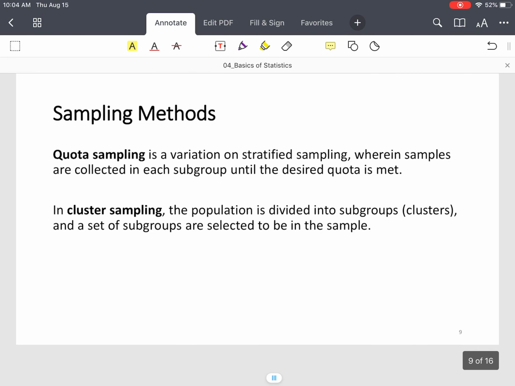You've got a quota, which means you might have so many subgroups, but you want so many people out of each subgroup. That's a quota. So let's say I've got males and females, and I want 25 of each. My quota is 25 males, 25 females, okay? So you keep sampling until you reach that quota. A cluster is where you're taking samples from sets of subgroups.